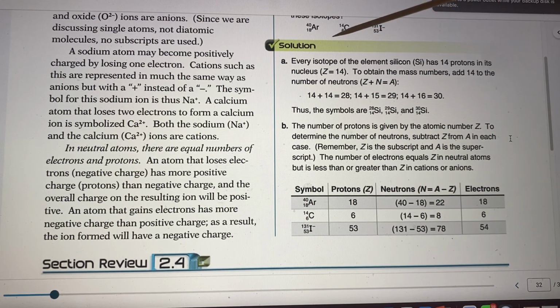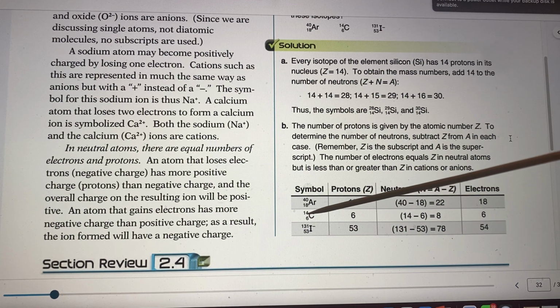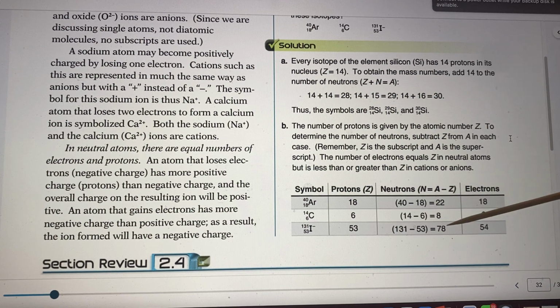Okay, let's look at carbon, 14 over 6. How many protons? The protons are the bottom number here, that's what makes it carbon, 6 protons. How many neutrons? The mass number is 14, so it's 14 minus 6, which is 8. So it's going to have 8 neutrons. How many electrons? It's not positive or negative, so it has 6, the same number as protons. Protons and electrons are the same.